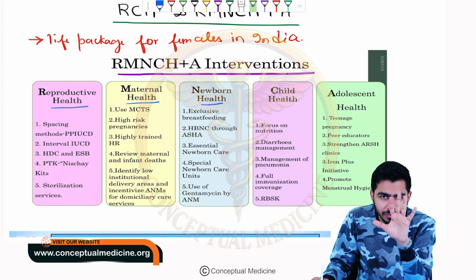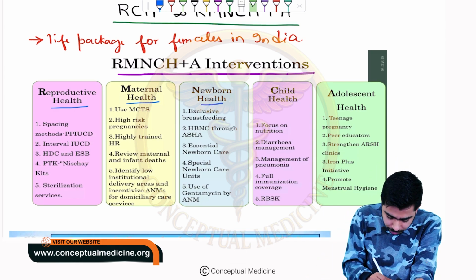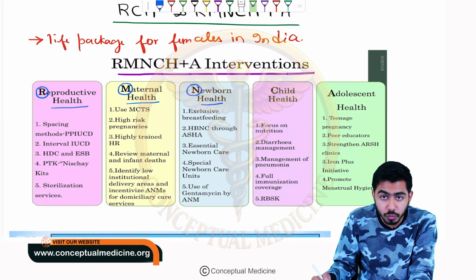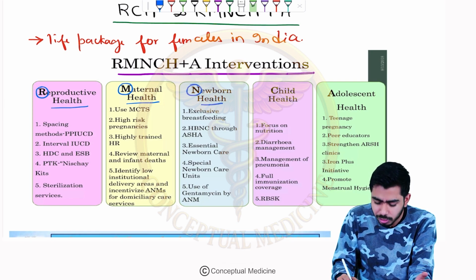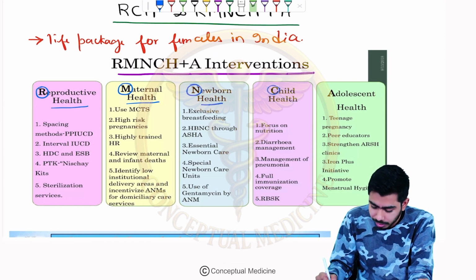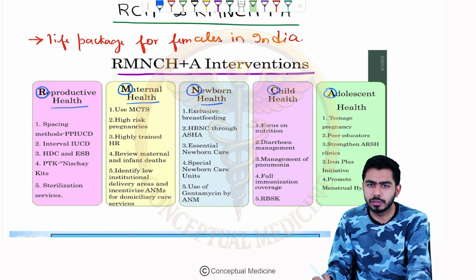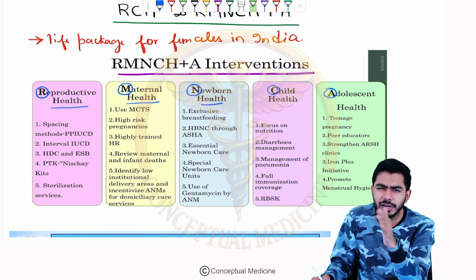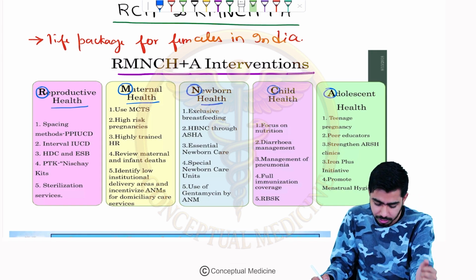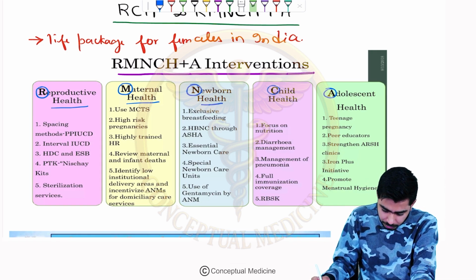So how many components are there? 5 components are there. R for reproductive, M for maternal health, N for newborn health, or you might say neonatal health or newborn health. Then C for child health and A for adolescent health, right? So RMNCH+A: CH is child health and then plus A is for the adolescent. That is also important, right?